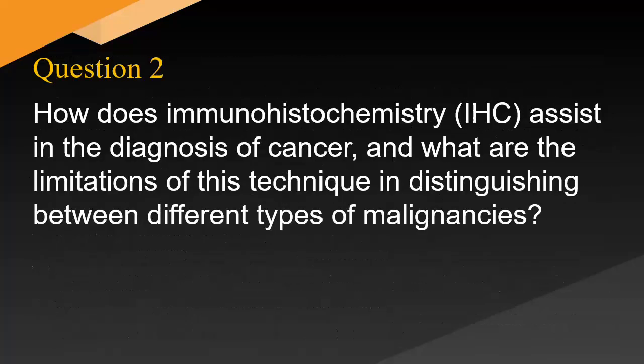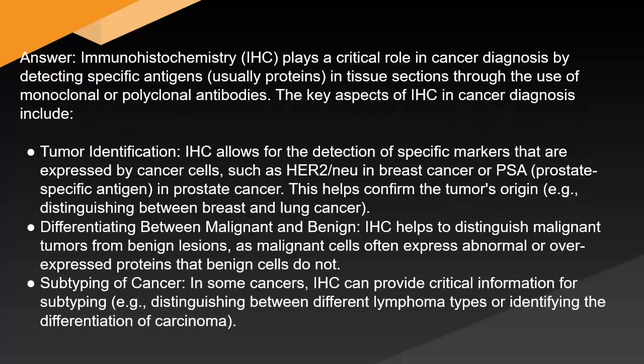How does immunohistochemistry assist in the diagnosis of cancer, and what are the limitations of this technique in distinguishing between different types of malignancies? Answer: immunohistochemistry plays a critical role in cancer diagnosis by detecting specific antigens, usually proteins, in tissue sections through the use of monoclonal or polyclonal antibodies.